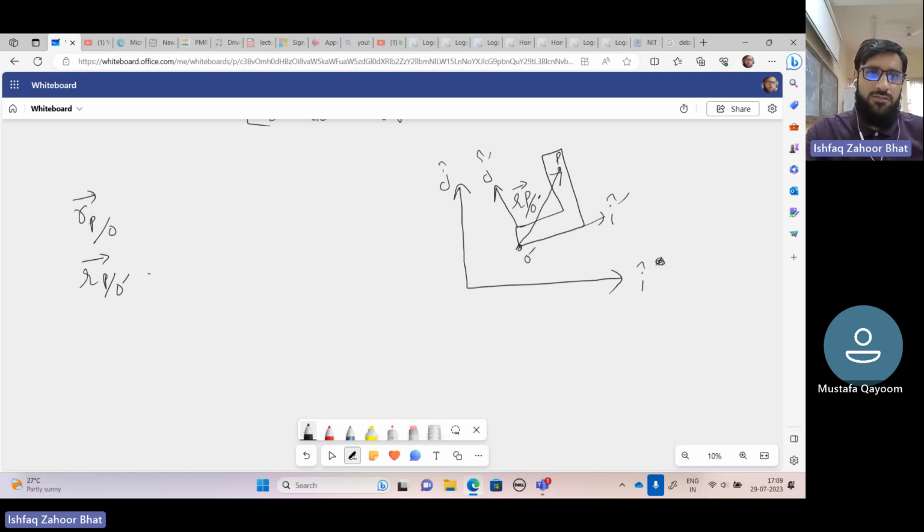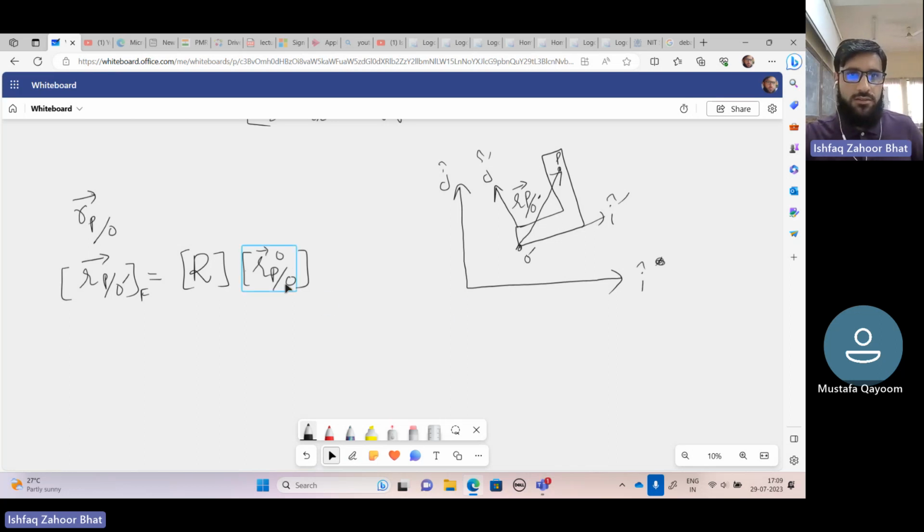And what was this vector equal to? This was rotation matrix times, if we take its components in fixed frame, so it was RPO at time zero. See, this is the special case of this vector. This is at time t equal to zero, but we want this at any time.